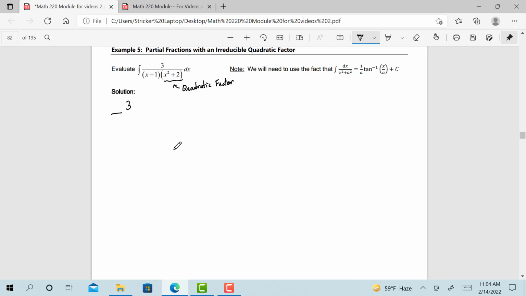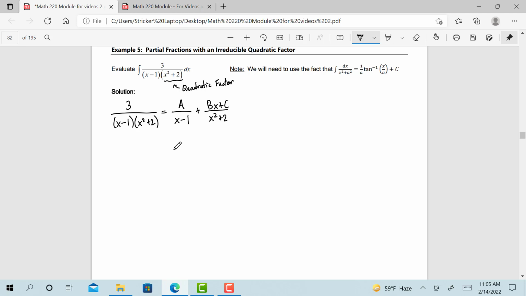We have 3 over a linear factor x minus 1 times that irreducible quadratic factor. And so the linear factor, of course, we know from the previous examples, looks like a over x minus 1. But the quadratic factor, since it's x squared plus 2 in the denominator, the top is going to be linear, so bx plus c. And we just keep moving on to new variables here. So when we have a quadratic denominator, the numerator is going to be linear. And so let's go ahead and come up with our identity.